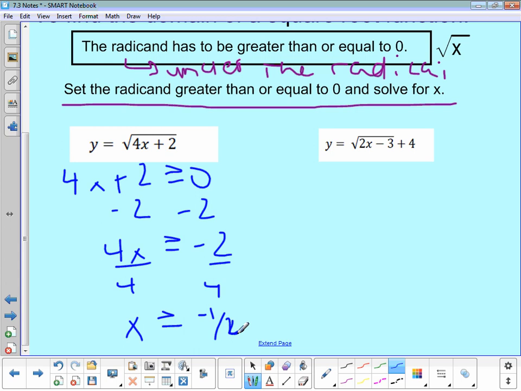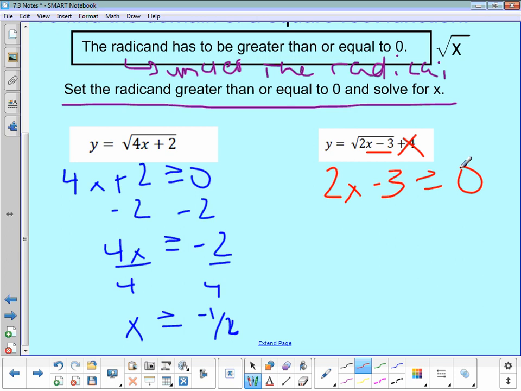If I take a look at the second example, I again want to set just the radicand greater than or equal to 0, just the radicand. I don't need to worry about this +4 for the domain. That's going to come into play when I look at the range, but for the domain, I'm only looking at what's underneath. So again, I'll take the 2x minus 3, set that greater than or equal to 0. I want you to go ahead and finish solving this and see if you can tell me what the domain of that function would be.